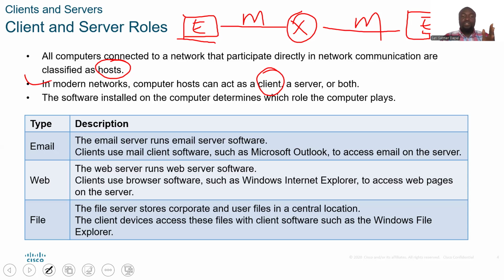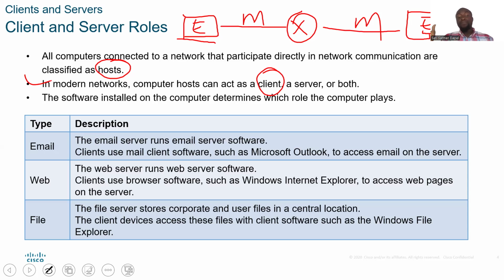So software installed on a computer determines which role the computer plays. Whether it is a client or a server, they are the same thing. So what is the definition then? A server is a dedicated computer that provides services to clients. And a client is a computer that requests services of a server.